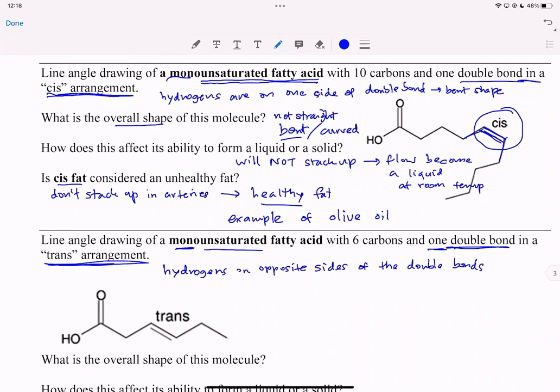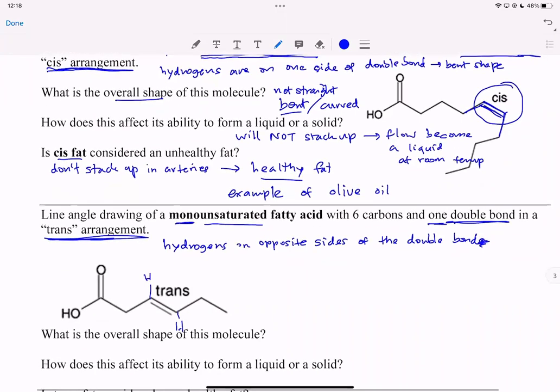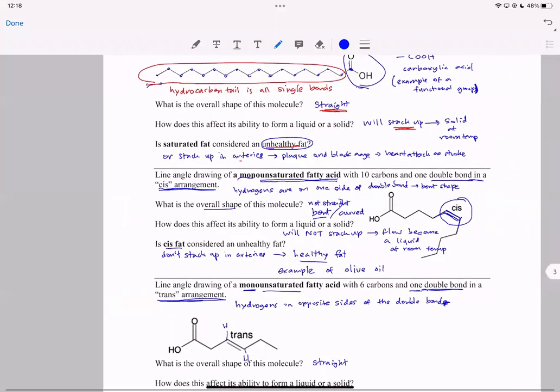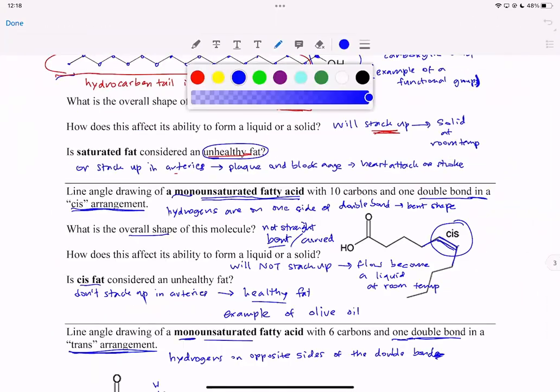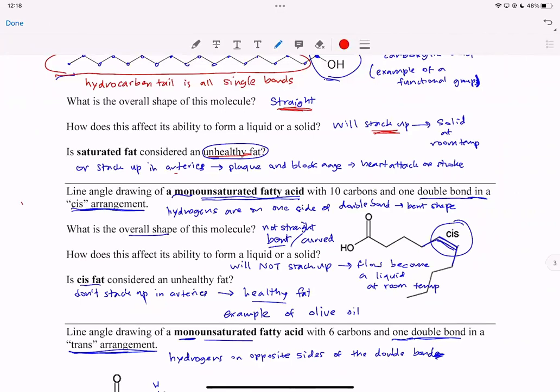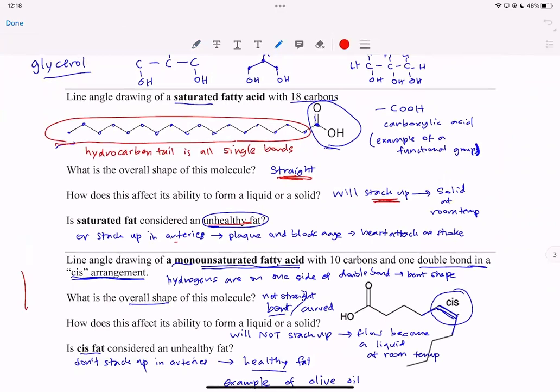When you have those two hydrogens on the opposite sides of the double bond, it leads to this overall shape, which is very similar to the first. This is an overall straight shape. Notice this, zooming out. This is an overall straight shape in red, compared to this overall bent shape of the cis arrangement.